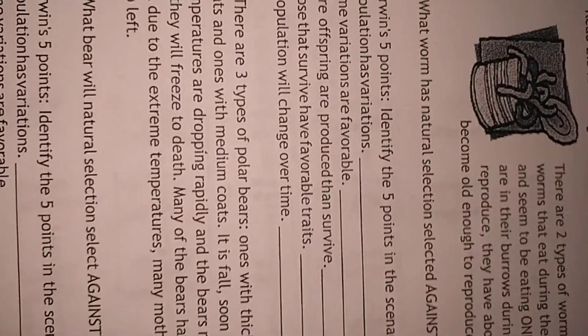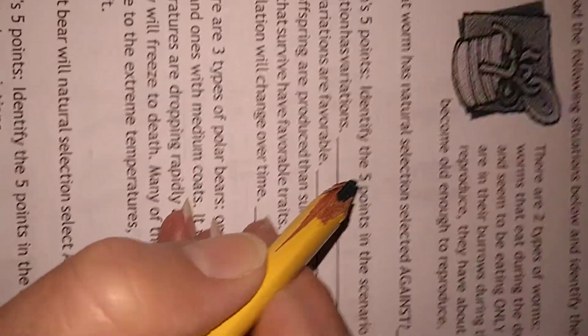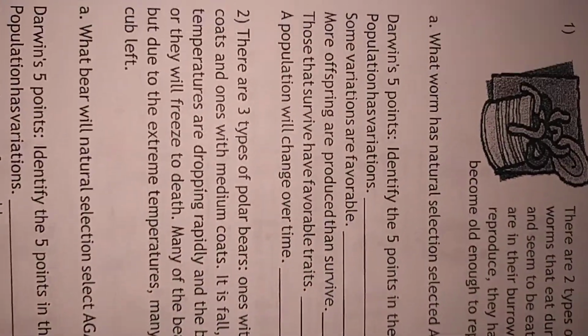Okay. So population has variation. So that point is there are diurnal worms and nocturnal worms. So that's the variation.